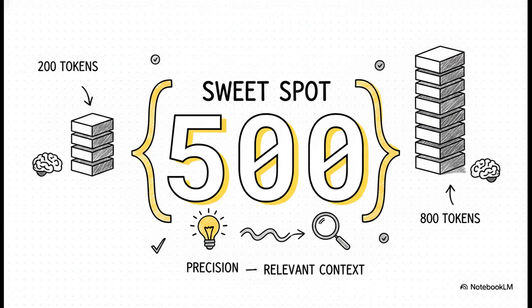So, you're probably wondering, what's the magic number? Well, while it's always going to depend on your specific use case, the generally accepted sweet spot is right around here, between 200 and 800 tokens. This range usually provides enough precision to find exactly what the user is asking for, while still keeping enough of that surrounding context to give the LLM the solid material it needs to avoid making things up.